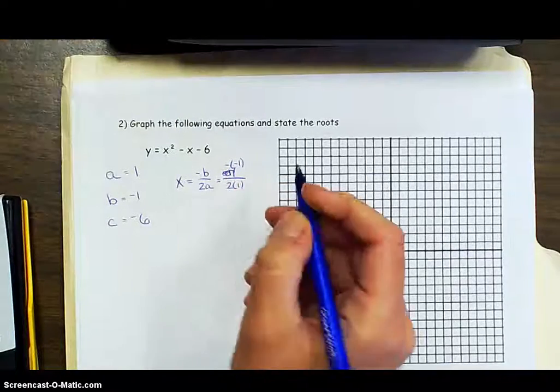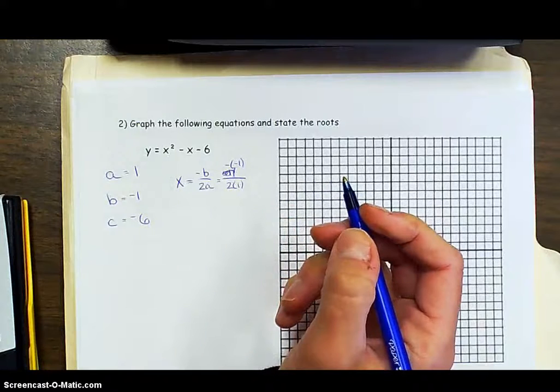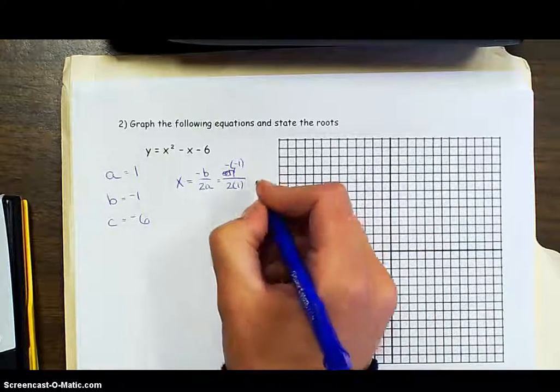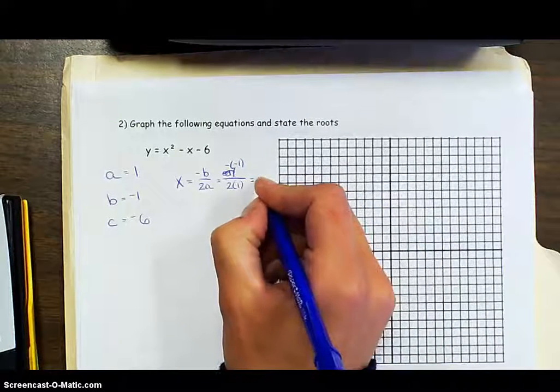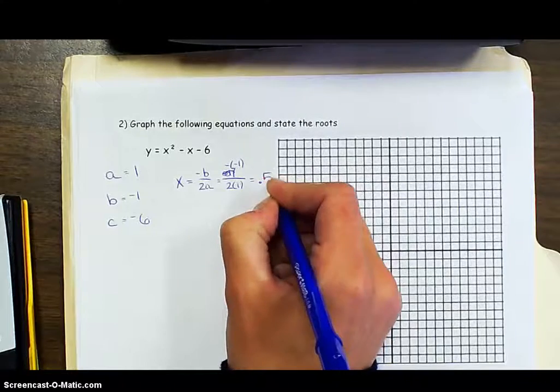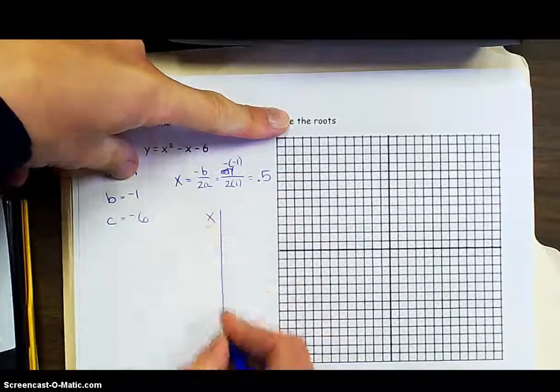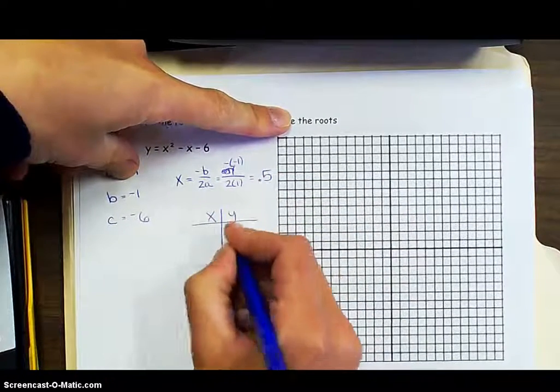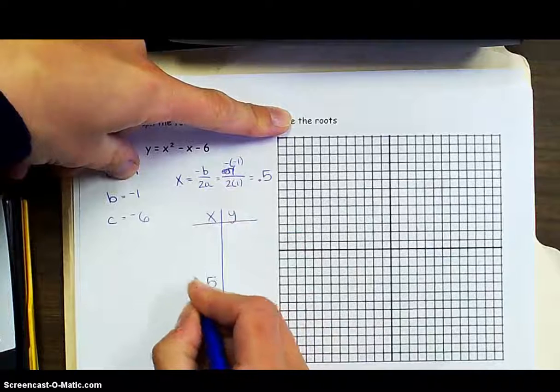Now a -1 is a +1 divided by 2, which gives us a +0.5. So I'm going to go to my table of values and put 0.5 in the middle.